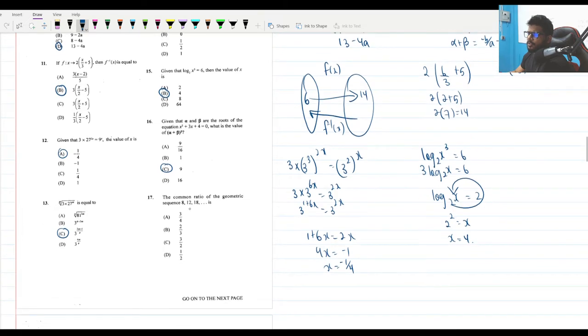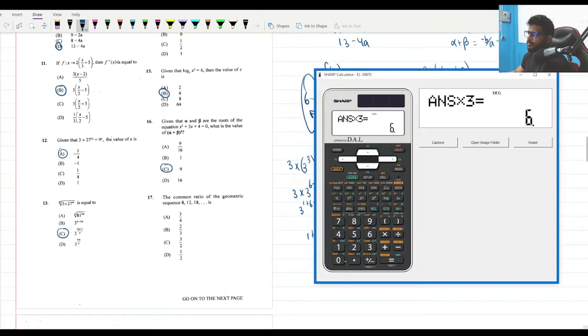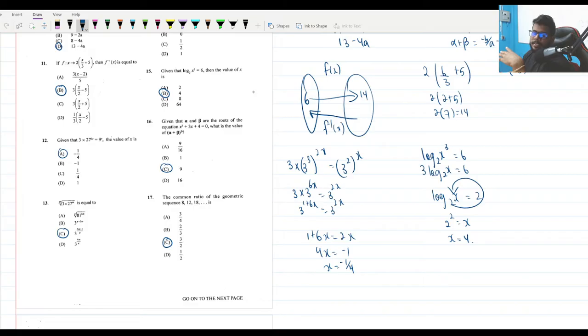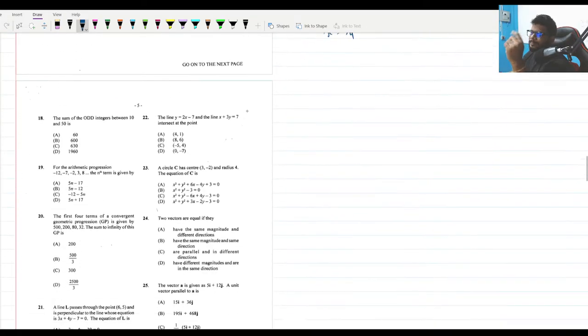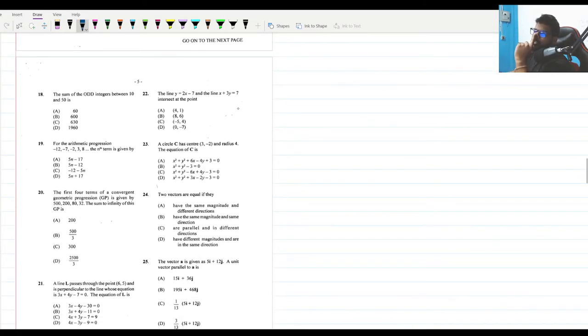The common ratio of the GP, 12 over 8, is 1.5 or 3 over 2. Now if your calculator brings up that k, if you go back in the video and watch that k, just clear your calculator and start over. Sum of the odd integers between 10 and 50 is 600.